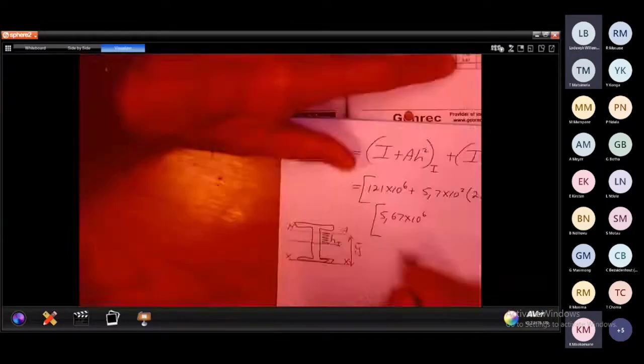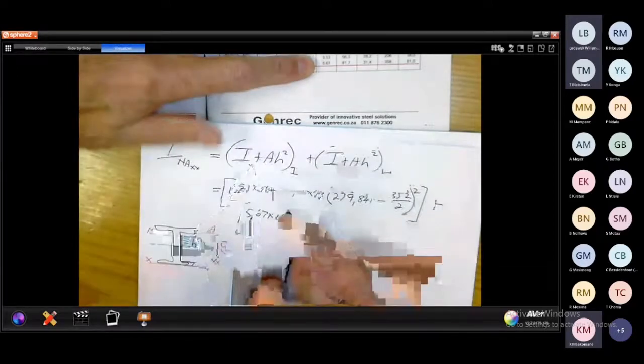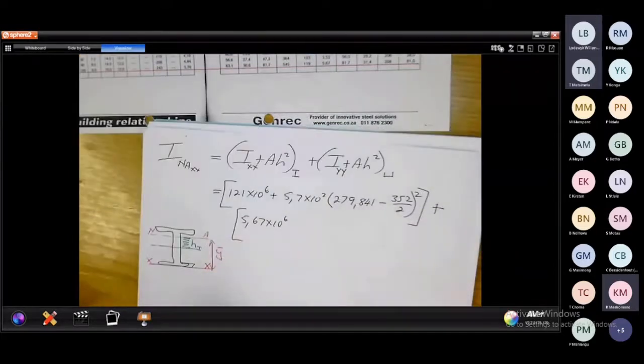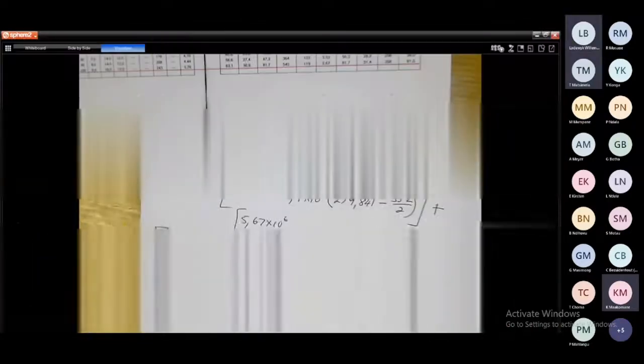Remember, people, this one is X-X and this one is Y-Y. That's why I say to you, turn your book so you can clearly see how it goes there. Right. Plus the 5.776 times 10 to the power 3. And now you have your I.